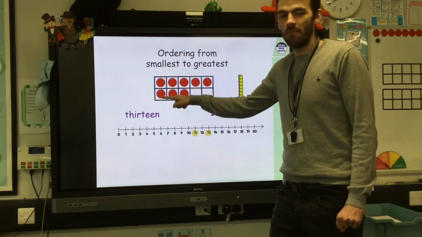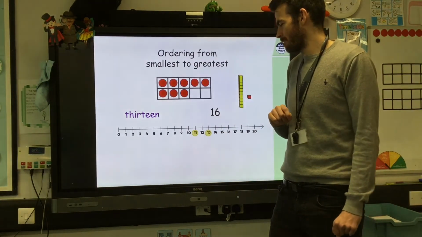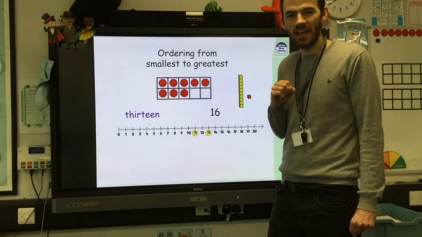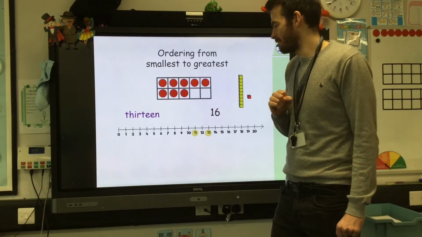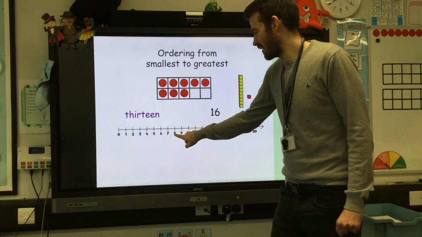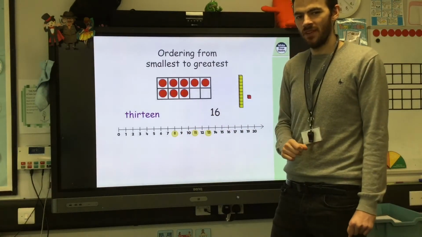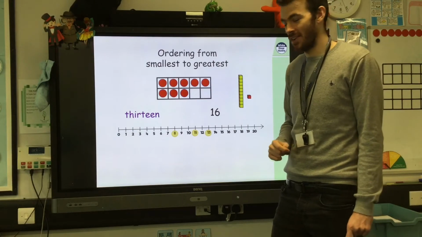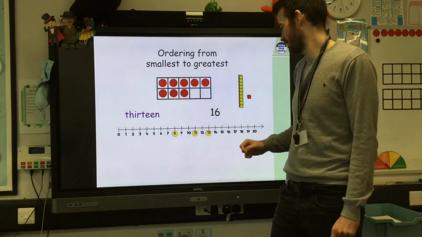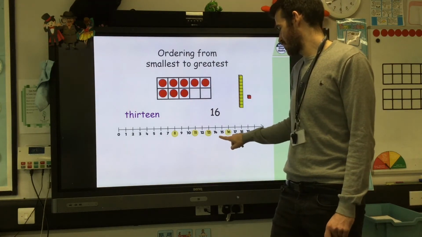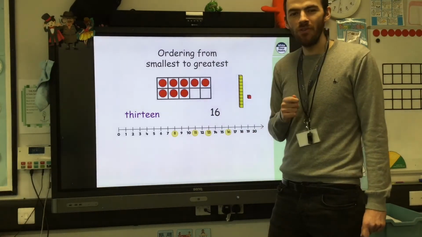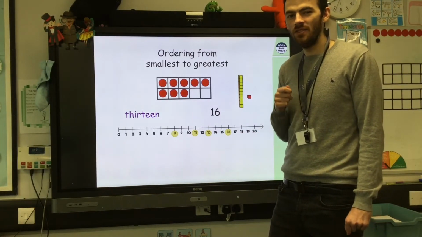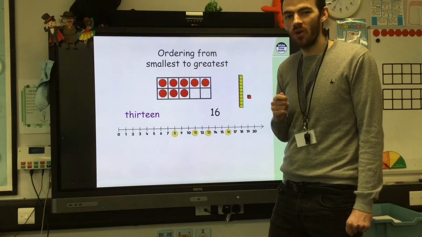Next we'll look at the tens frame. We have no tens and 8 ones this time. So that is the number 8. And finally the number 16, which we should be able to find on the number line. Brilliant. Now we've found them on the number line, can you tell your grown-up what you think the smallest number is?